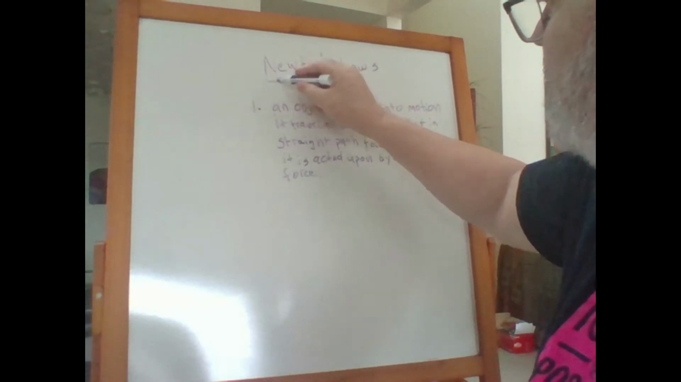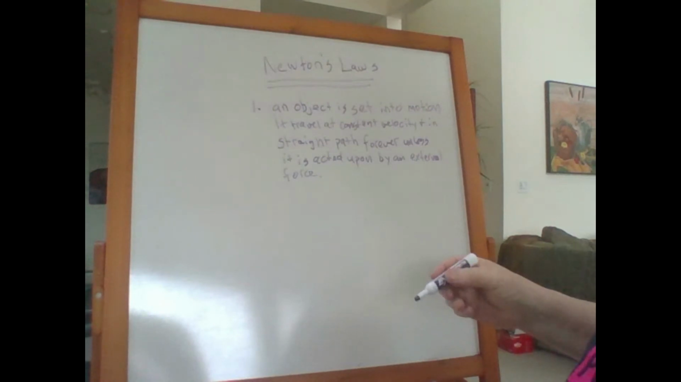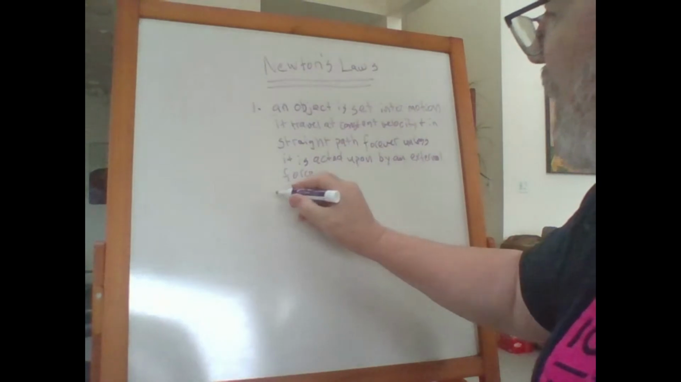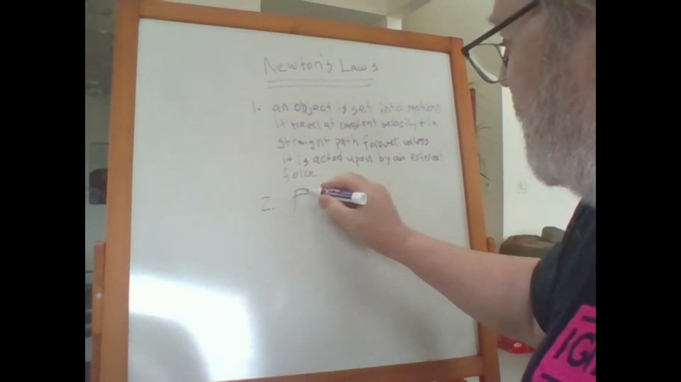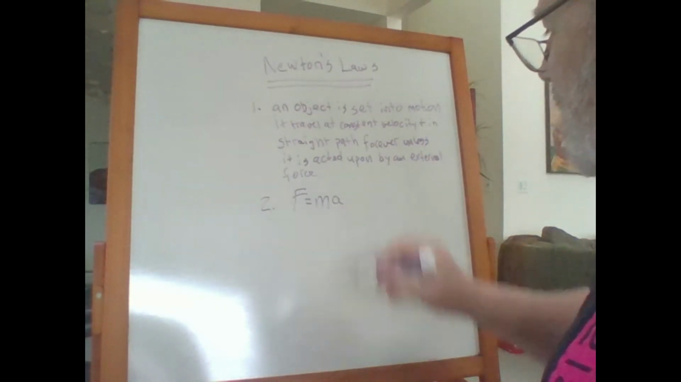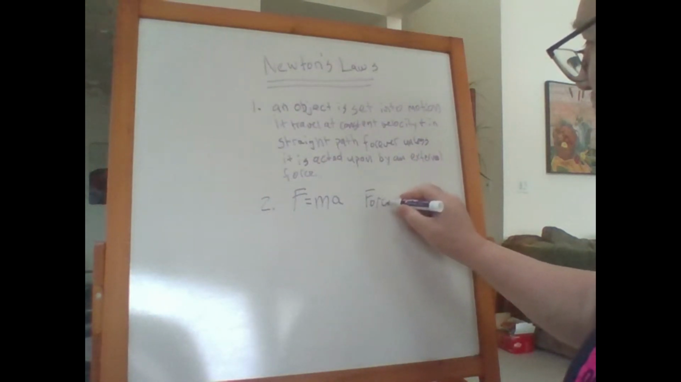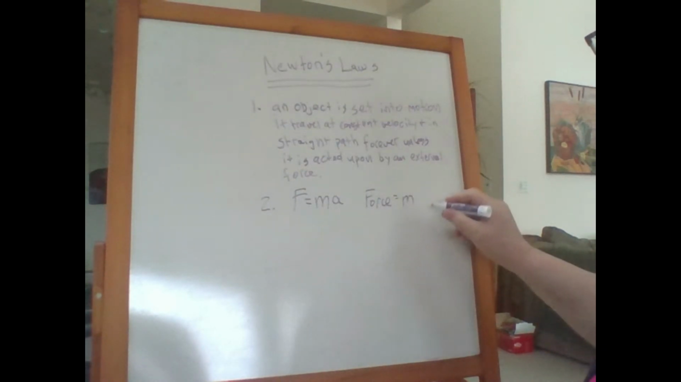Okay, so we talked about Newton's first law, and there's really no mathematics behind it. It's a conceptual law. The second one is Newton's law of motion. We call it F equals ma. This is the second law. And this is force acting on some object is equal to the mass of the object times the acceleration.